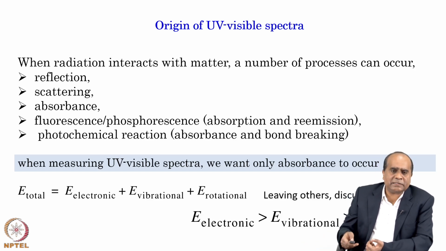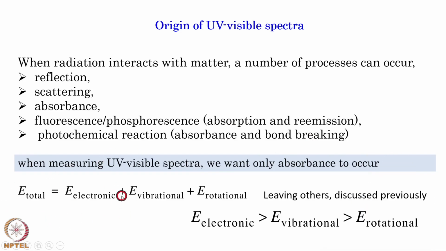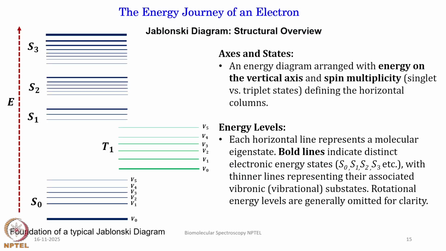When we are measuring this UV visible radiation, all the energy gaps that we are seeing will be coming from the electronic state, the vibrational state, the rotational state, and many other states that we have discussed previously, but these are the three prominent ones, where the energy for the electronic state is quite a bit higher compared to vibrational and rotational states. So, in total these contributions come, and upon interaction these are the phenomena that will happen: reflection, scattering, absorption, and after absorption there can be re-emission, which we classify as fluorescence or phosphorescence, or after absorption it can break the bond, that is bond breaking.